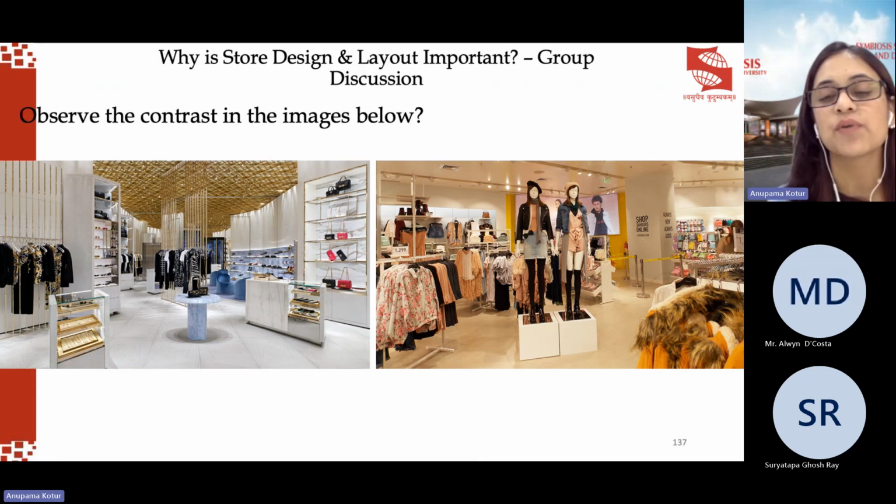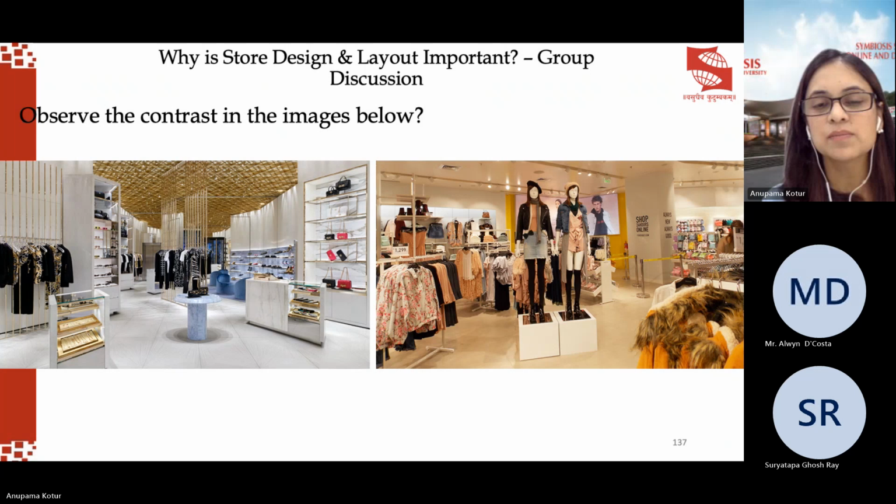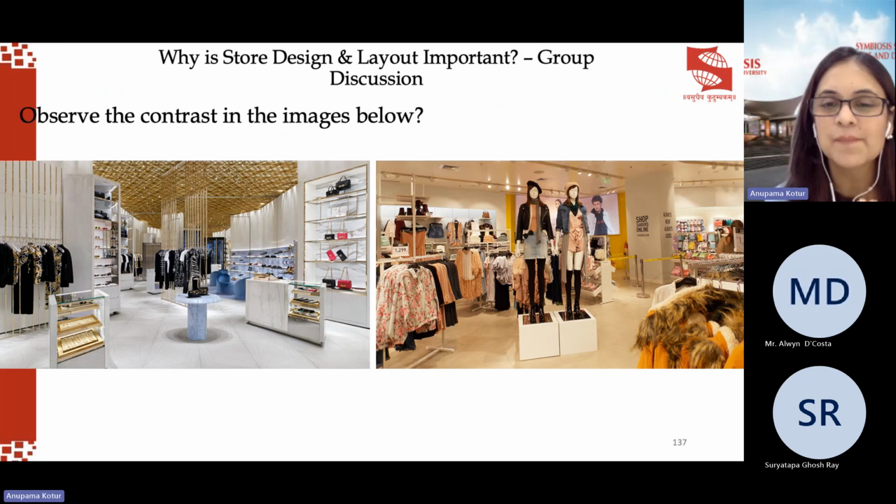As opposed to the picture on your right hand side where there is a lot of clutter. Things have been kept very close to one another. It's possible that you're only looking at things that are in the front and missing out things that are at the back. They've used mannequins. There are styling suggestions, right? You will see a lot of things that are kept together. So therefore you will see there's a stark contrast between how things have been displayed within the store.